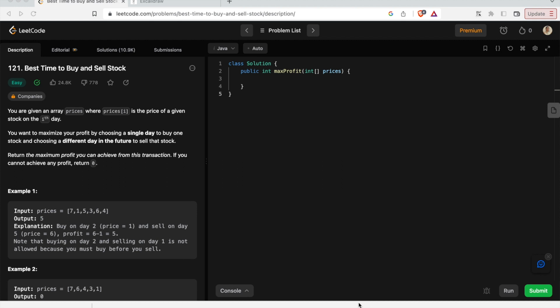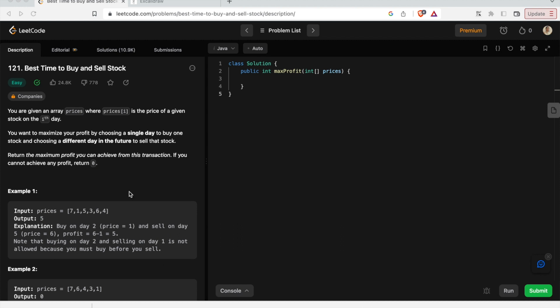Solve today's problem statement: Best time to buy and sell stock. Let's understand the problem first. Let's say you are given an array prices where prices[i] is the price of a given stock on the ith day. If you want to maximize your profit by choosing a single day to buy one stock and choosing a different day in the future to sell that stock, return the maximum profit you can achieve from this transaction. If you can't achieve anything, you can return 0.